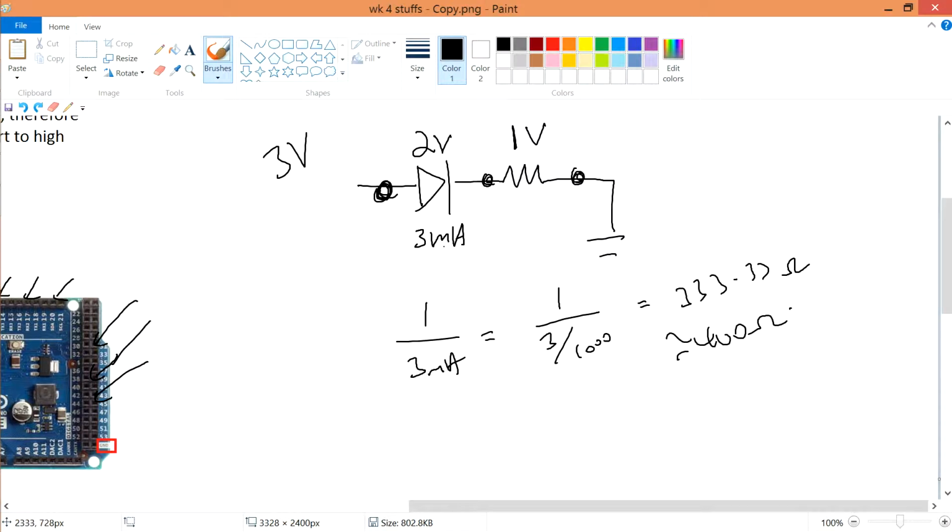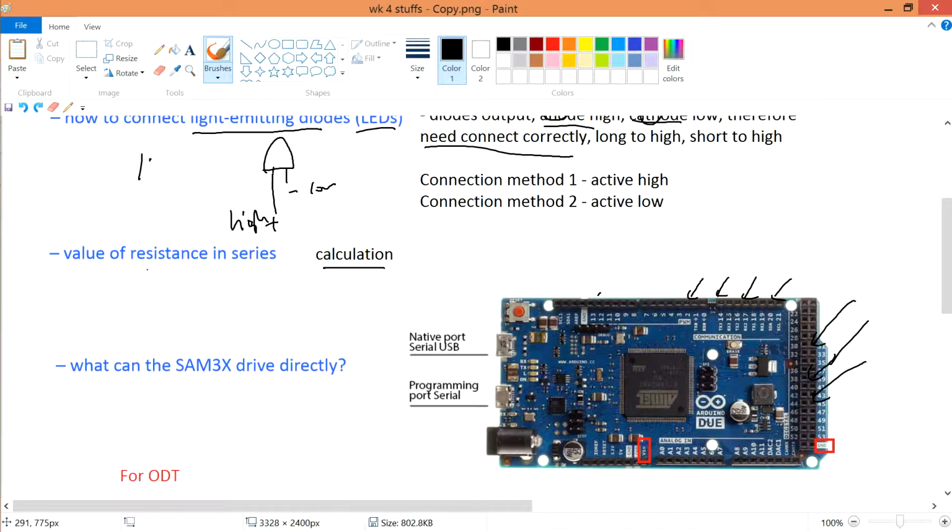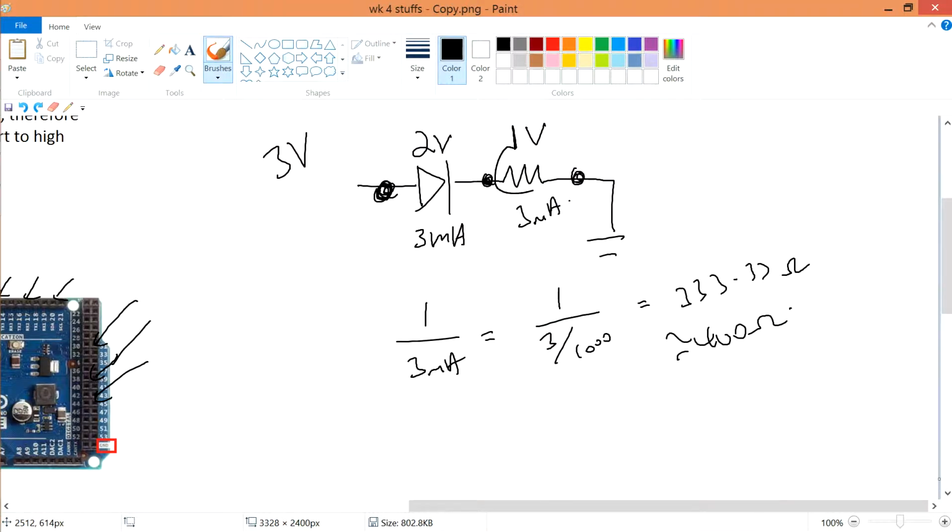Just take note that your voltage in series is adding up. If it's for current, it's just all the way straight, all the way the same. There is 3 milliamp over here, and there's 3 milliamp for your LED over here. Just take note of that. Just a simple calculation for your series system. So then you know that this resistor is to prevent any burning, because if you burn it, the whole LED will spoil.